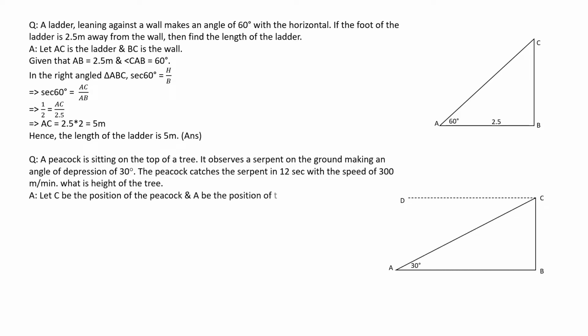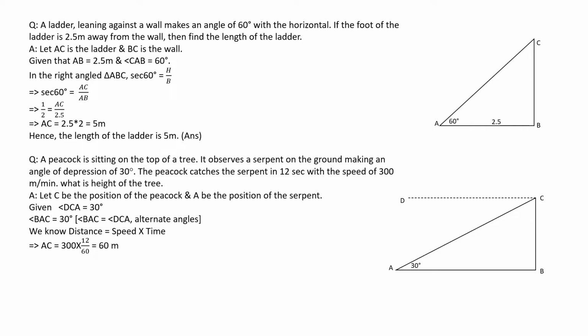Let C be the position of the peacock and A is the position of the serpent. Given that angle DCA, because it is the angle of depression, is 30 degrees, so angle DCA is 30 degrees. But angle DCA and angle CAB are nothing but alternate angles. So we can say angle BAC equals 30 degrees. Now we know distance equals speed into time. So AC is nothing but 300 into 12 by 60, or it is 60 meters.